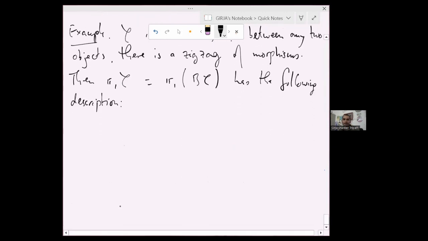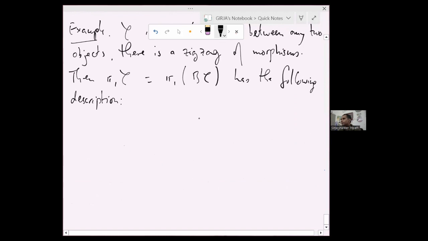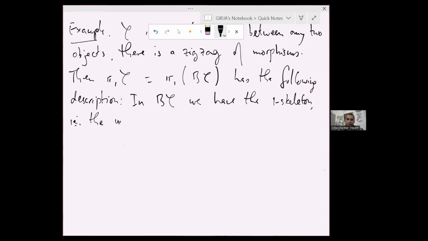First look at the one skeleton. It's a CW complex BC. Looking at the one skeleton means the union of all one-simplices and simplices of lower dimensions, with the subspace topology: the one-simplices and all the zero-simplices.